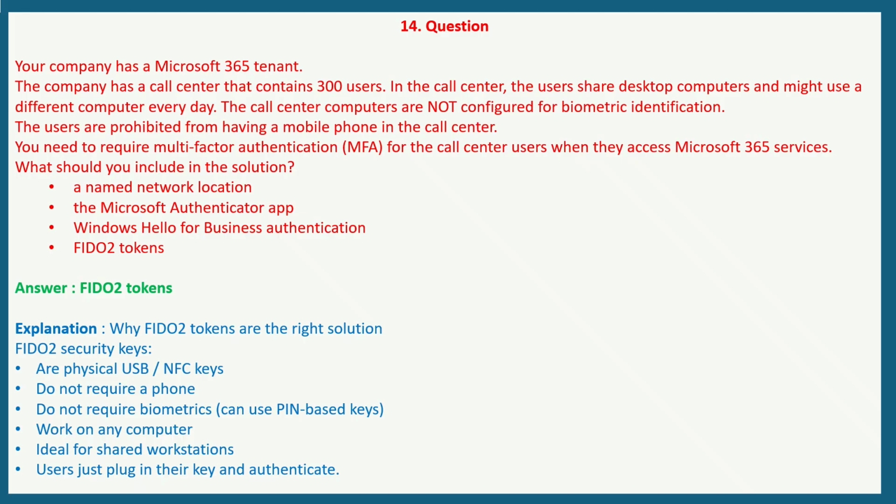So we have four answers. Options: a named network location, the Microsoft Authenticator app, Windows Hello for Business authentication, FIDO2 tokens. The correct answer is FIDO2 tokens.